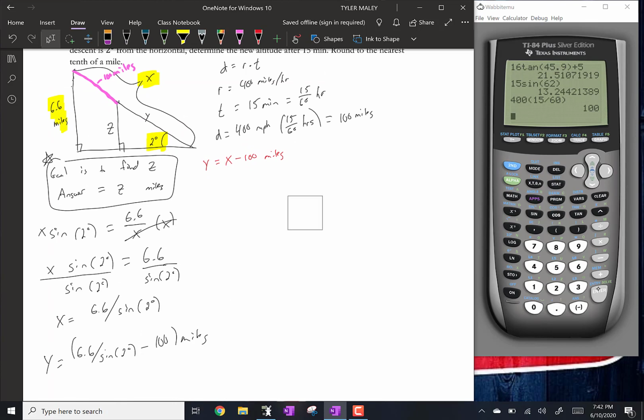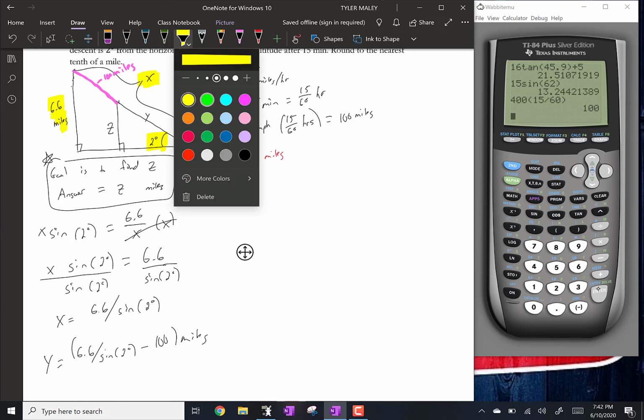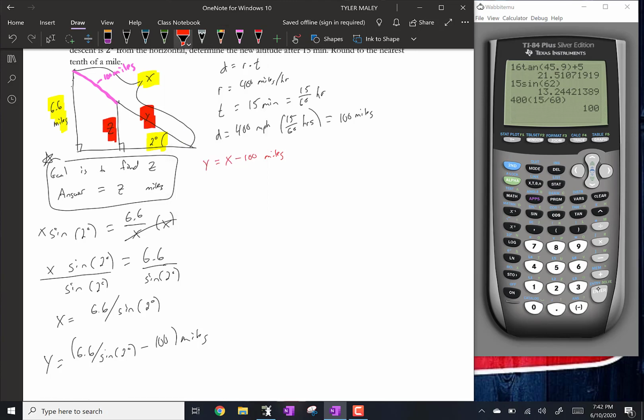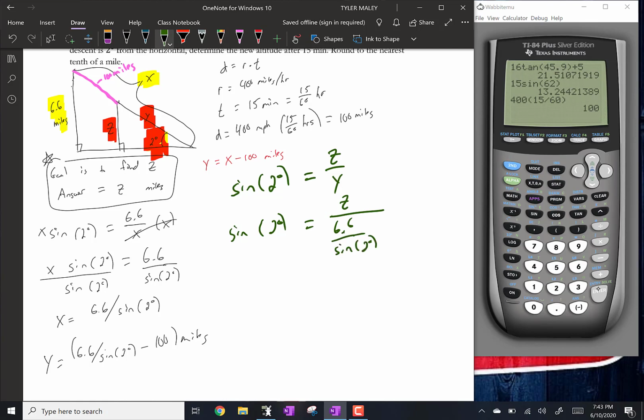So the next thing I'm going to do, let me change my color, maybe I'll use red, is focus on the y, the z, and the 2 degrees. That's the smaller triangle, so I'm going to use a trig function. That's dealing with the opposite and hypotenuse again, so that's still sine. So sine of 2 degrees, let me use green, would be equal to z divided by y. And we already know what y is. So we have sine of 2 degrees equals z divided by 6.6 divided by sine of 2 degrees minus 100.